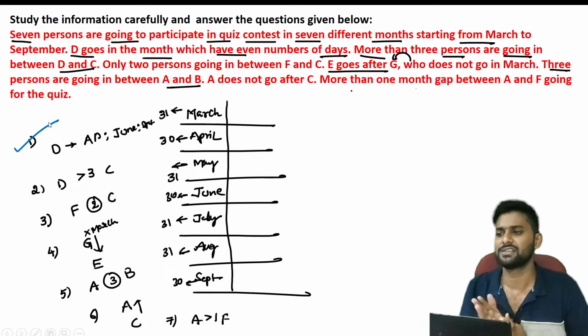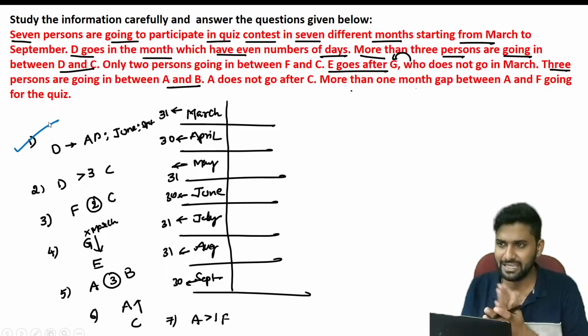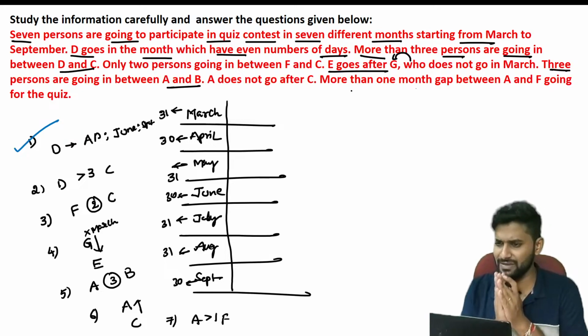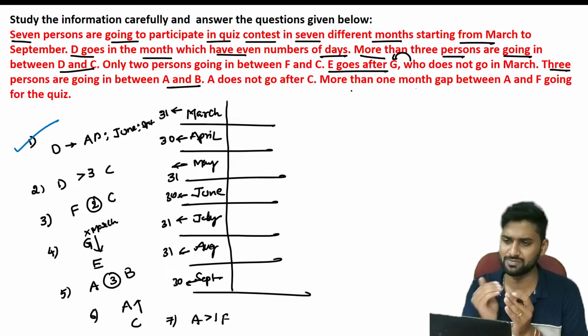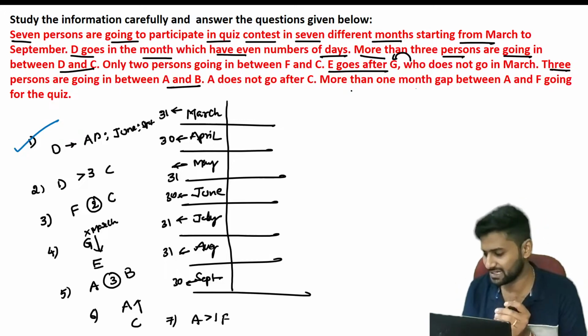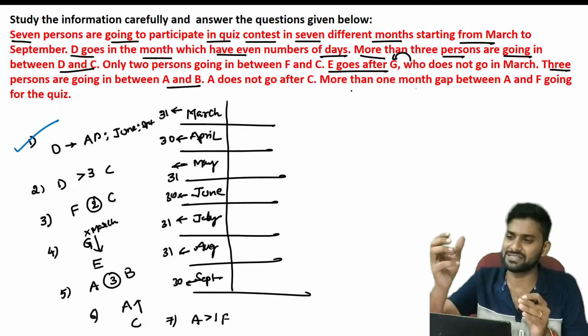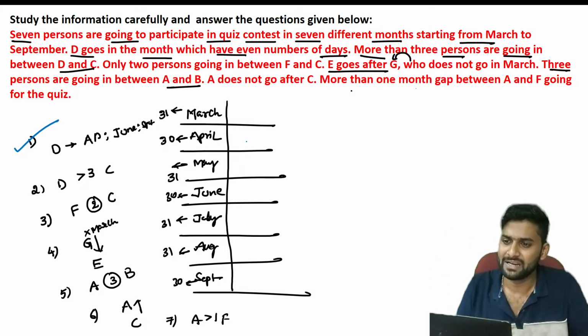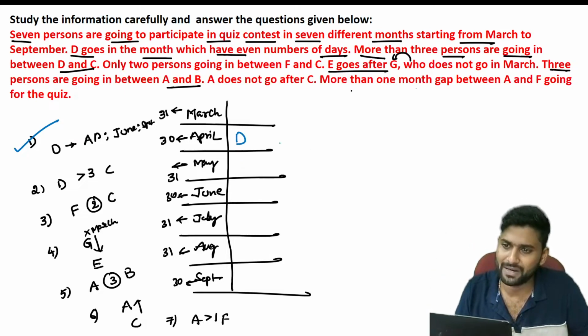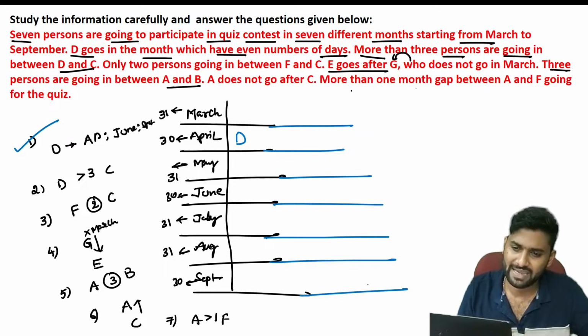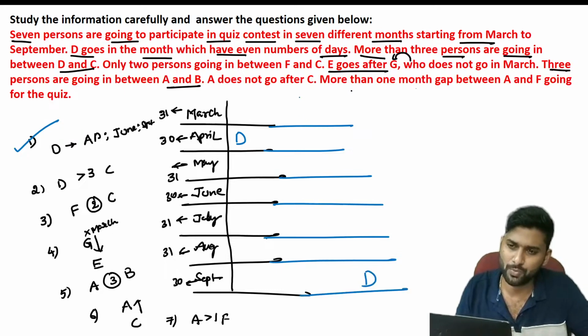Point number 1: D goes in a month which has an even number of days. So we have 3 possibilities. April stays, and I can eliminate June. Why? Because in June, above we have 3 months and below we have 3 months. According to the second condition, between D and C more than 3 months are there. That's why D can be either April, or September. So there are 2 possibilities here.